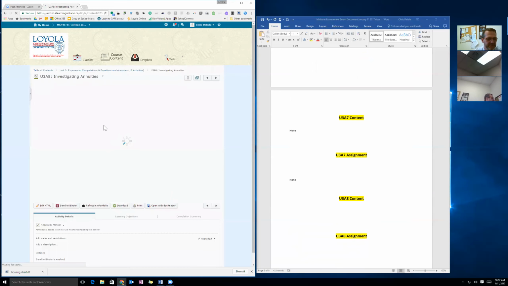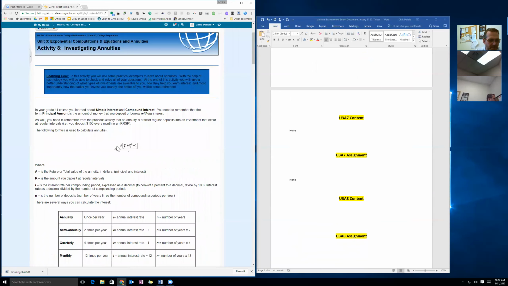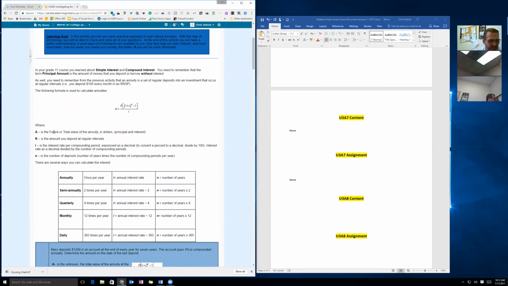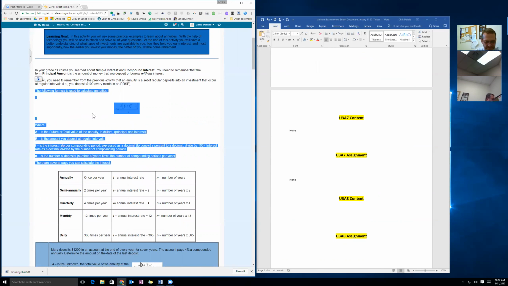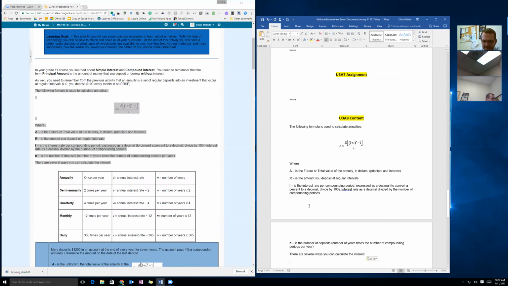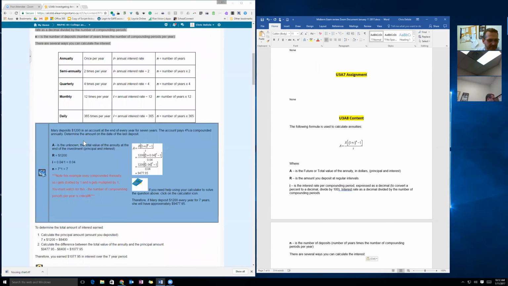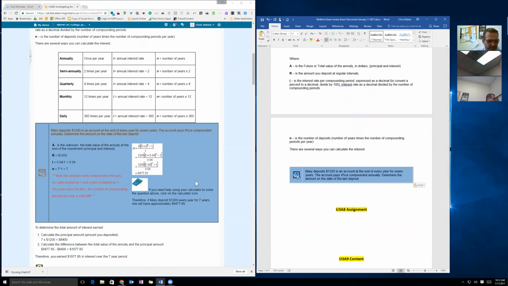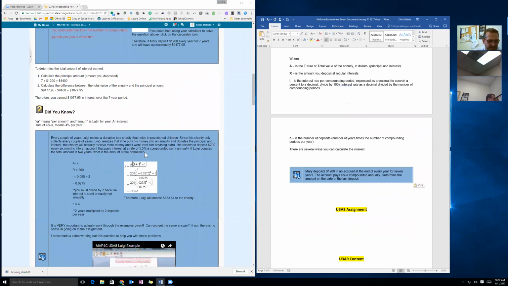Investigating annuities. Okay, definitely a formula you need. Definitely you need to know this part, okay? And this is really, really important. So I think I can even put that in there because that's something I definitely want on my cheat sheet, okay? And then let's go ahead and find a question here. There's one. Okay. And there's another one. That's probably a good one too.